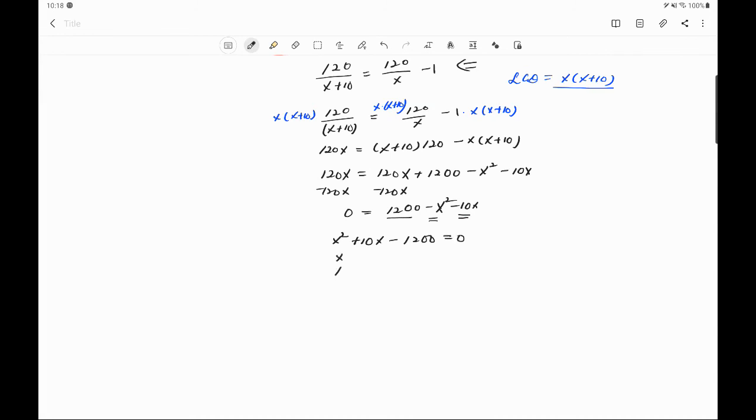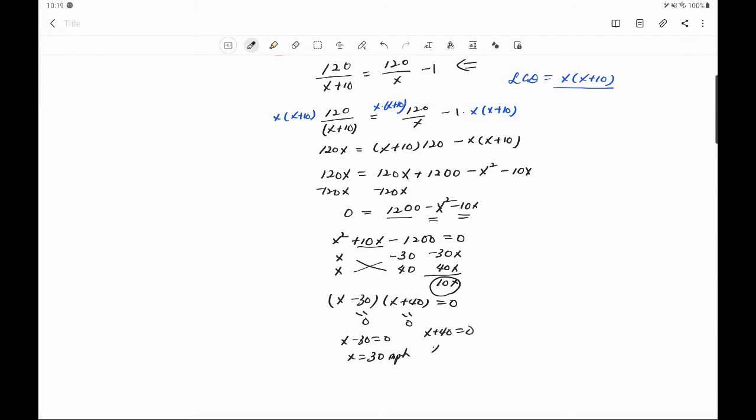Then from here, let's factor this trinomial. 1200 is 30 times 40, and we make the 30 negative. So this will be negative 30x, and this will be 40x. So the sum is 10x, which is the term in the middle. So this trinomial is the product of x minus 30 and x plus 40 equals 0. As you see, set each factor equal to 0. Then x equals 30. So the speed of the first bus is 30 miles per hour, right? And the other one, x plus 40 equals 0, which means x equals negative 40, so negative 40 miles per hour.